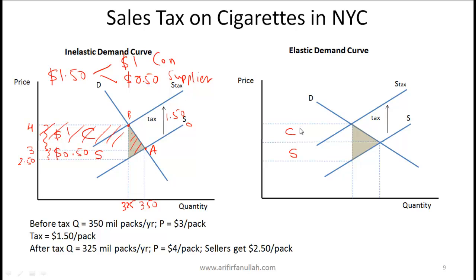And if you take this to the limit, and if the demand curve were completely elastic, completely flat as shown here, then what's the incidence of taxation on the consumer? Then there is no tax effectively on the consumer, and the supplier ends up paying the entire tax. Very important point.